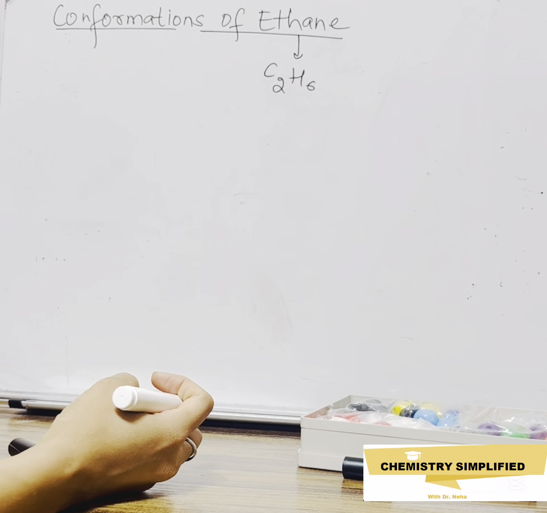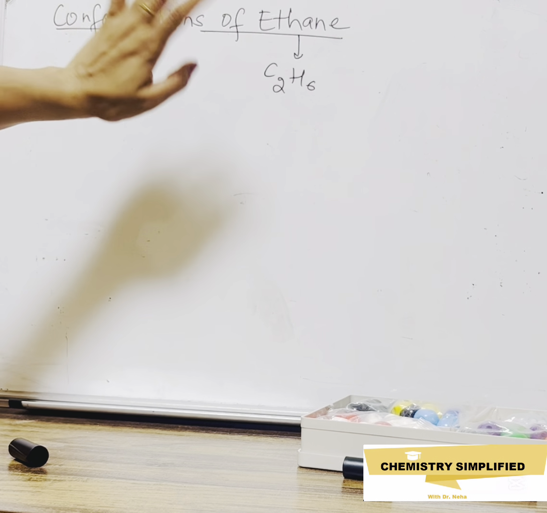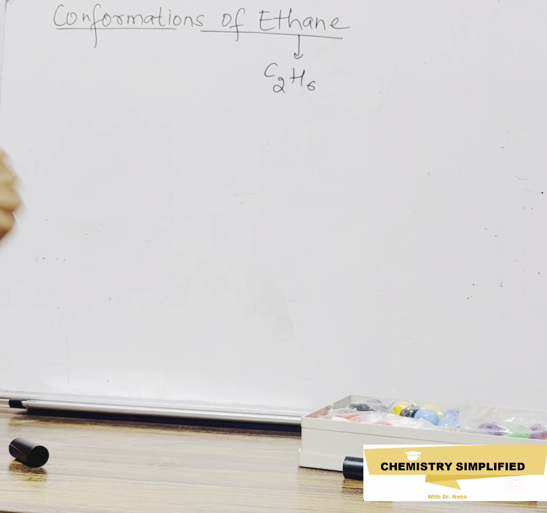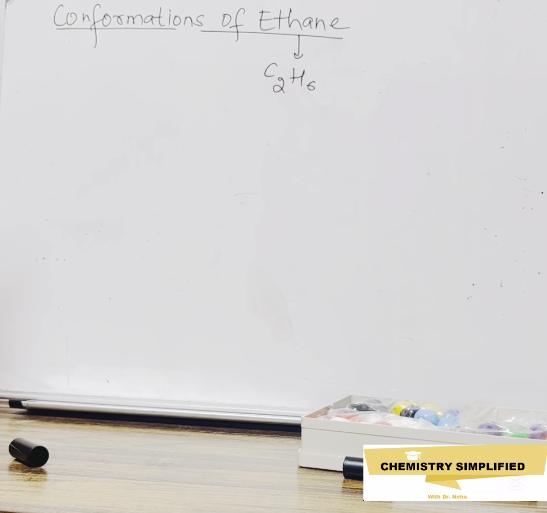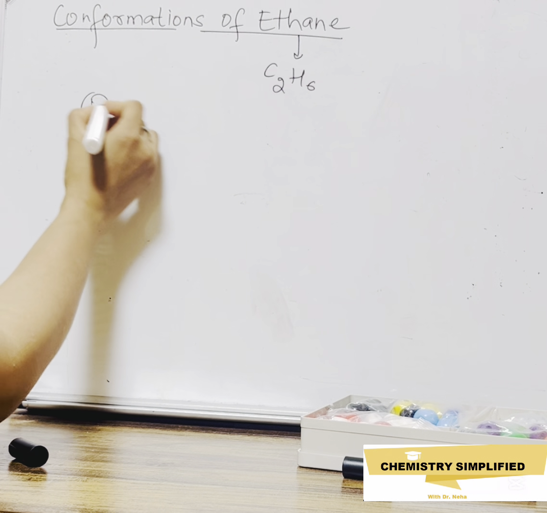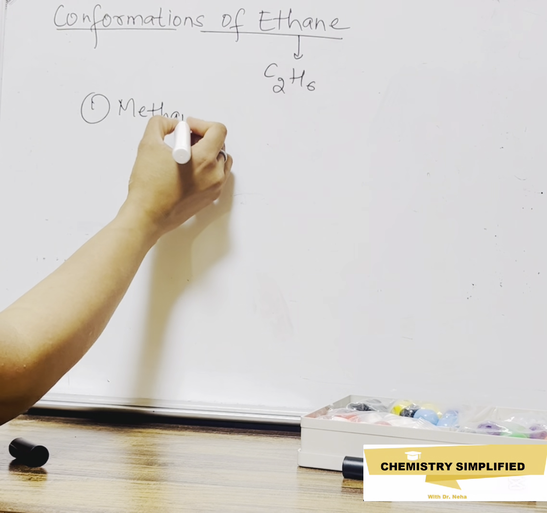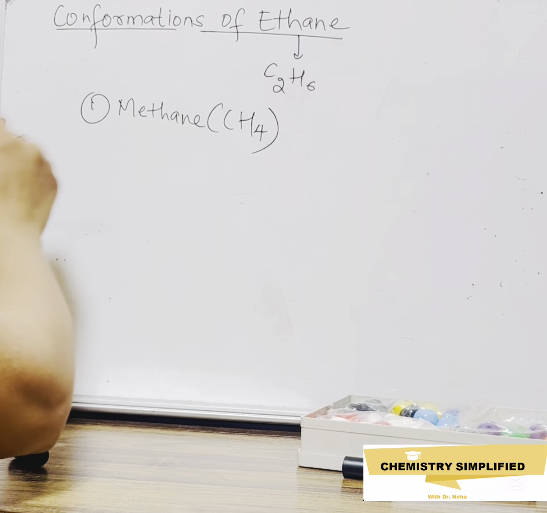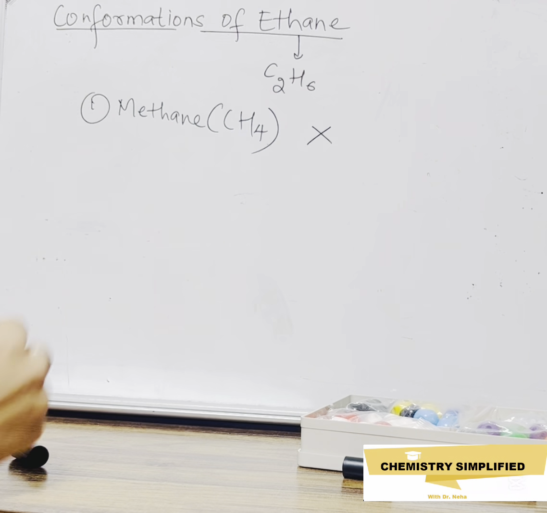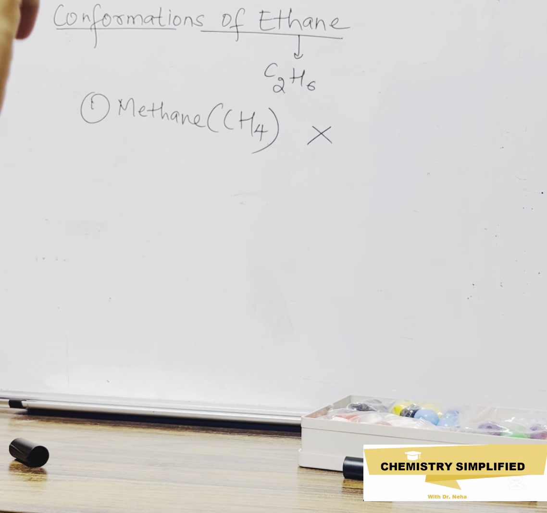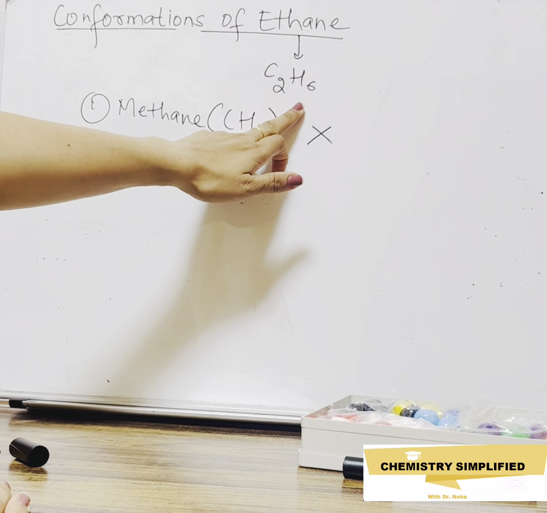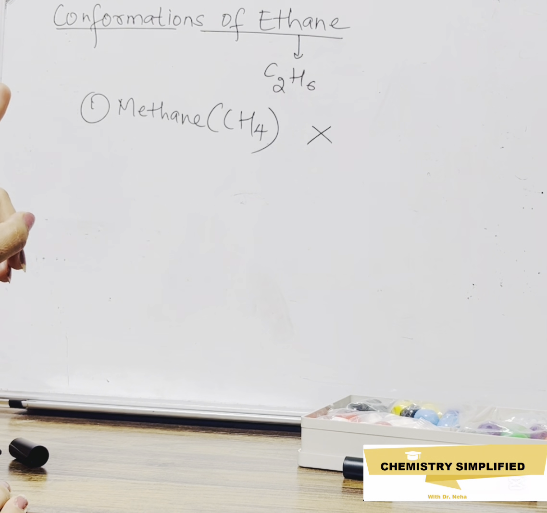Conformations of ethane. Okay, now when I'm going to say ethane, the question should come in your mind, why not methane? Or does methane also show conformations? Very good question. So you can write a point, methane. The molecular formula of methane is what? CH4, correct. Methane does not show conformation. What is the reason behind that? Because to make any conformer, we need at least two carbon atoms. So conformations start from ethane because ethane has two carbon atoms.